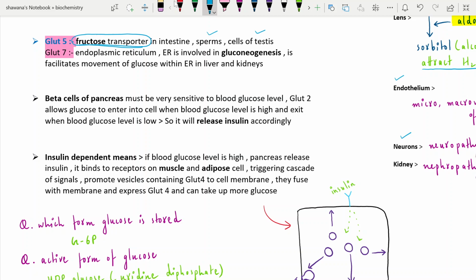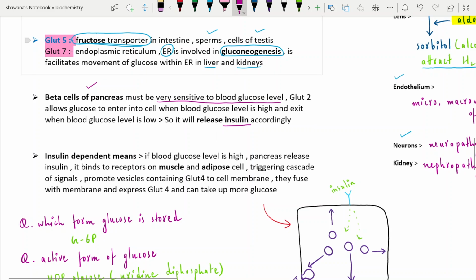After that is GLUT7. It's not very important, but just remember that GLUT7 is present in the endoplasmic reticulum, and it's involved in gluconeogenesis. Gluconeogenesis is a process in which glucose is formed from non-carbohydrate sources, for example, fatty acids and amino acids. This process occurs in the liver and kidneys, and we use the GLUT7 transporter. As I have mentioned, beta cells of the pancreas need GLUT2 because they must be very sensitive to the blood glucose level, as they are responsible for insulin secretion according to the blood glucose level.